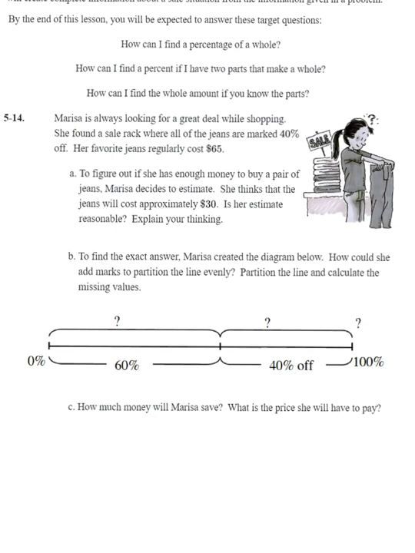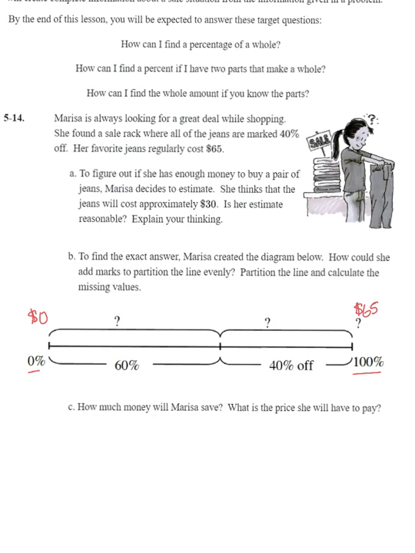So the idea is we have a line that goes from 0 to 100%, and that's what we're measuring on the bottom, the percentages. On the top, we're measuring the money. So 0% of any amount of money would be $0. 100% is going to be $65 because that is the normal price of the jeans.